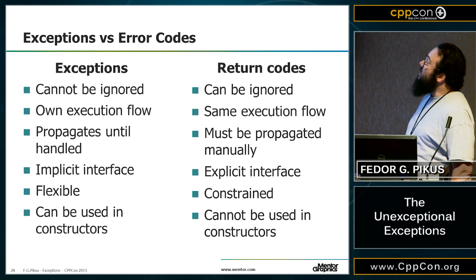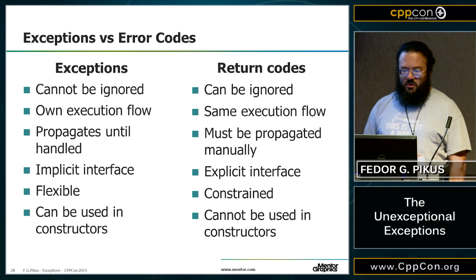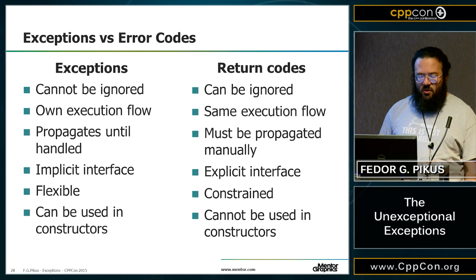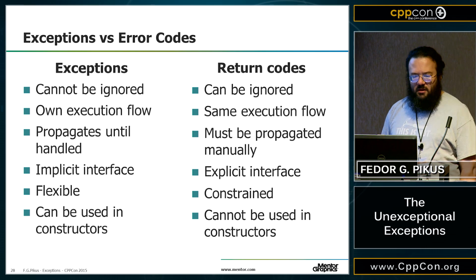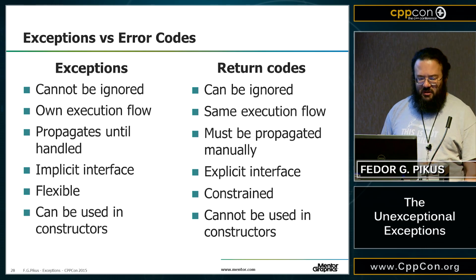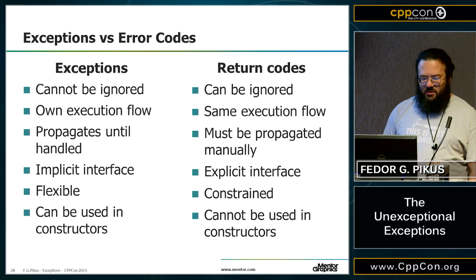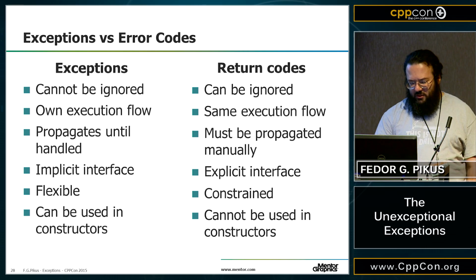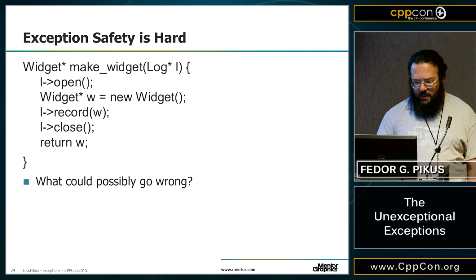So, summary of the differences. Exceptions cannot be ignored, return codes can. Exceptions have their own execution flow that never gets exercised unless you throw. Return codes have the same execution flow. Return codes you have to propagate on every stage. If you're not ready to handle it, you have to return again. Exceptions will do it by themselves. Implicit interface versus explicit interface, more constraint on the types, and the exceptions can be used in constructors.